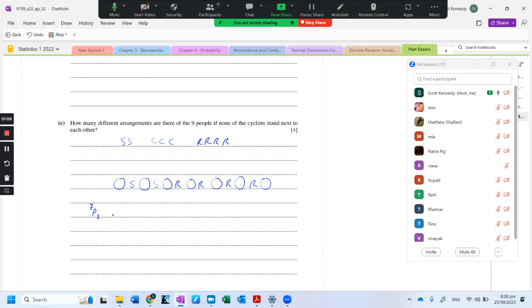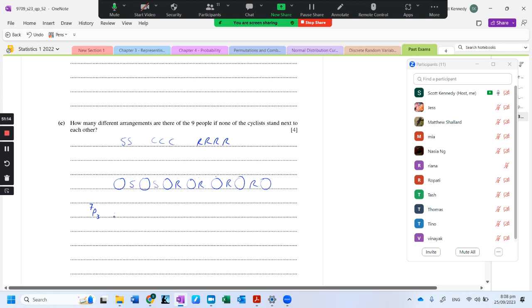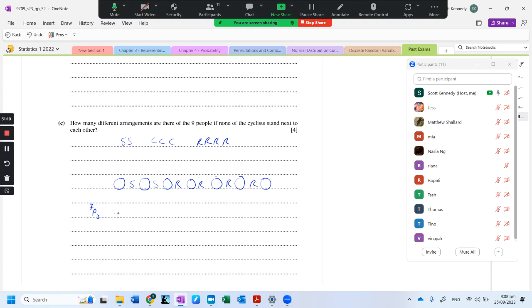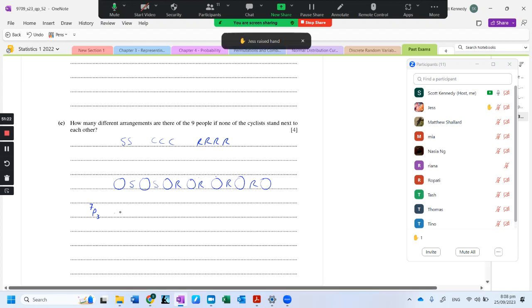We've dealt with the cyclists. What do we need to do about the other people? Yes, Jess, what do you think? Yes, there's 6 of them, and so we can arrange them in 6 factorial ways. And for each of those 6 factorial ways, there's 7P3, 7 times 6 times 5 ways of putting in the cyclists so that they're not together. Now, when you pop that into your calculator, what do you get?